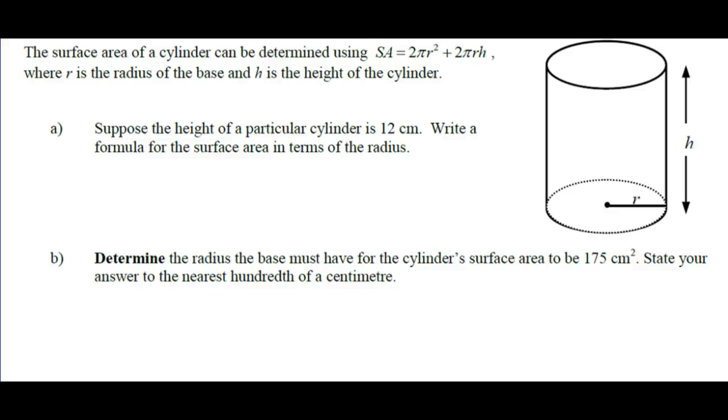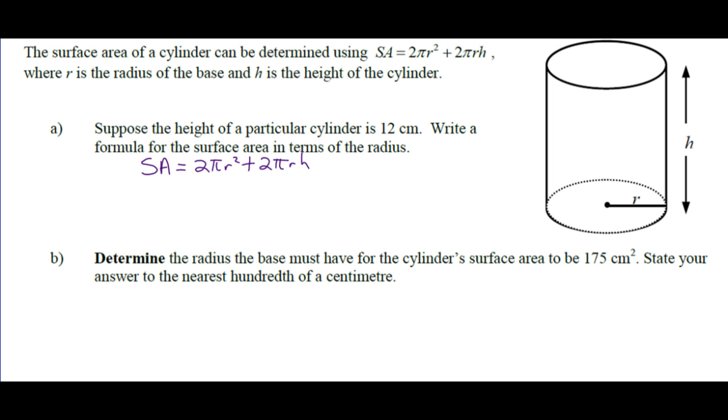So what do we want to do? We're going to put a 12 in for h, right? Wherever you see h, you put in a 12. Okay, so we'll start off with surface area formula. Surface area is 2 pi r squared plus 2 pi r h. So that's my formula. It either came off the formula sheet or was given to me. In this case, it was given in the question.